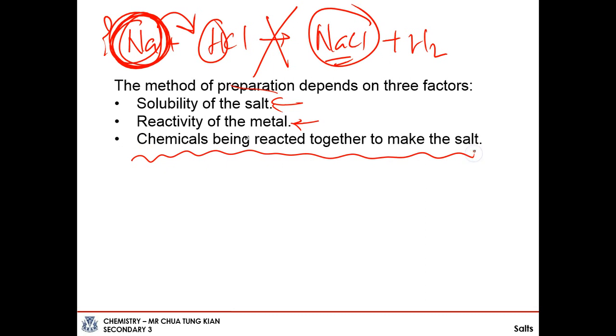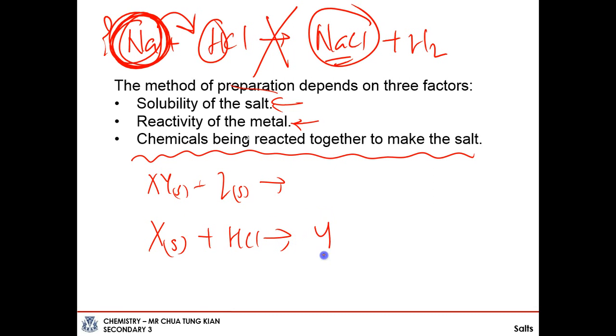And last but not least, it depends on the chemicals being reacted together, because you can't use a solid with a solid. Nothing will happen. You also cannot use reagents which will interfere with the collection of the product. For example, X is a solid, you react it with an acid, and you get your salt, which is a solid as well, plus water. So both are solid.